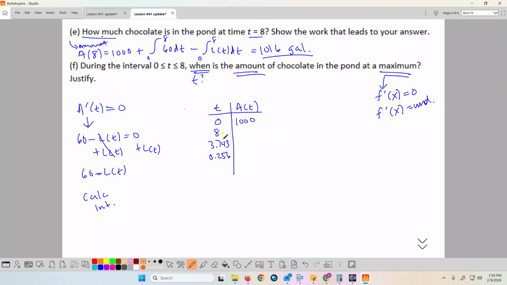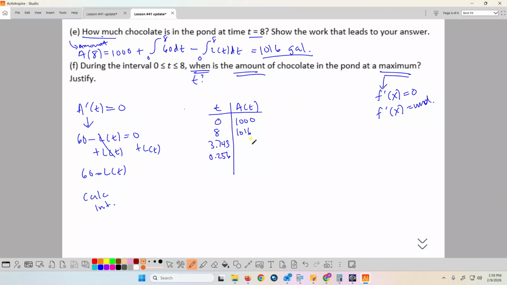Okay, how about at a time of 8? How much chocolate was in the pond? And if that sounds familiar, it should. This happens a lot on FRQs. Go back to one of your previous parts there. How much chocolate is in the pond at a time of 8? Oh, there it is. We found that answer, right? Okay, so that's 1,016 gallons.